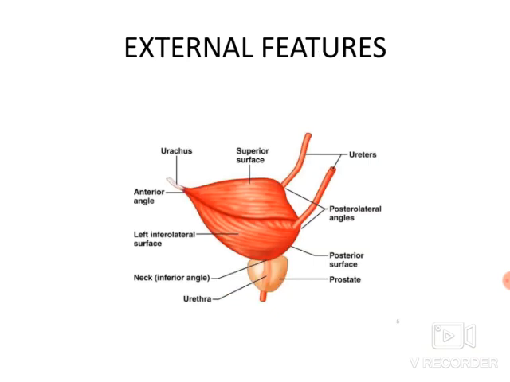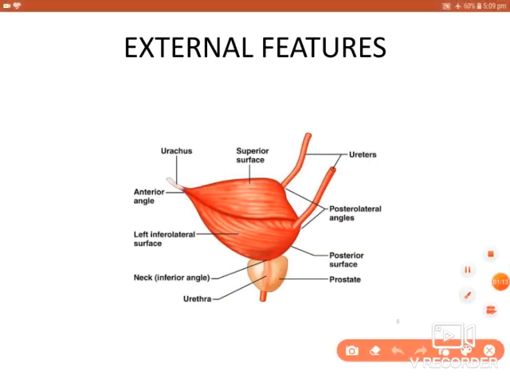Then coming to the external features of the bladder. The urinary bladder is a muscular organ which acts as the reservoir of urine. The size, shape and position of the bladder vary according to the amount of urine it holds. When empty, it is tetrahedral in shape. When it is filled with urine, it is ovoid and extends up into the abdominal cavity.